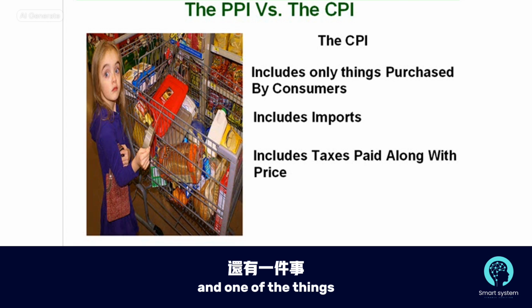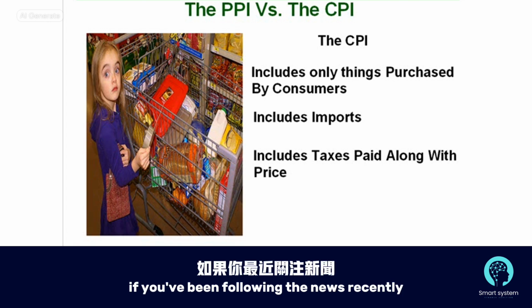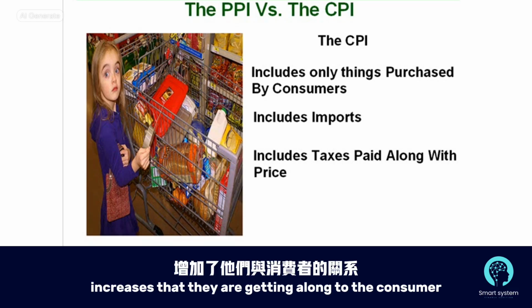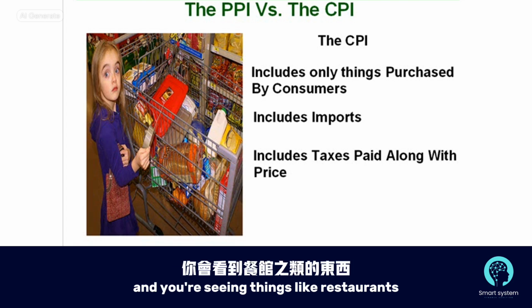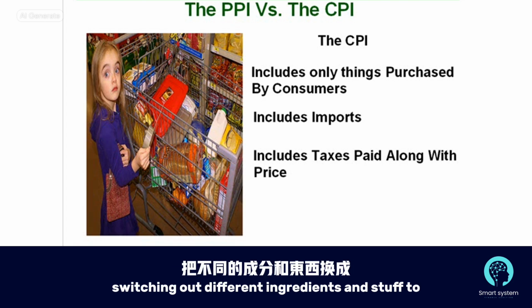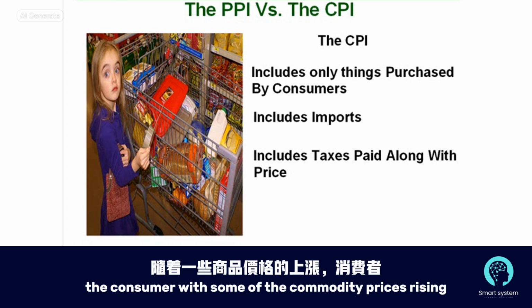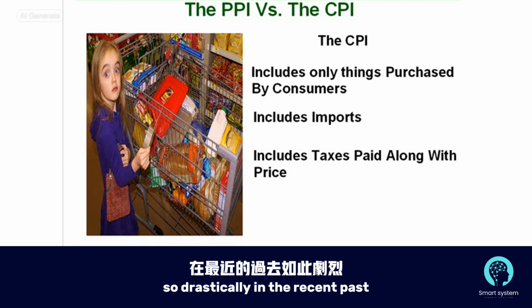And one of the things, if you've been following the news recently, there's been some talk about is that producers are not actually being able to pass a lot of the price increases that they are getting along to the consumer. And you're seeing things like restaurants switching out different ingredients, trying to avoid passing those price increases along to the consumer, with some of the commodity prices rising so drastically in the recent past.